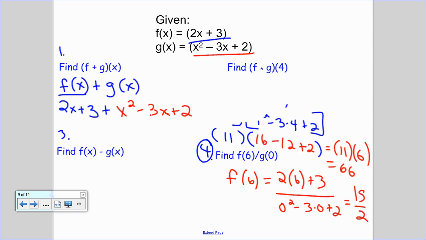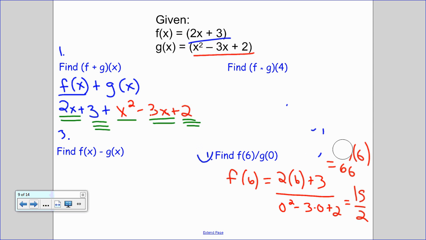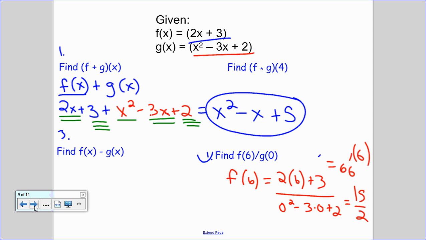What I can do now is look for like terms. The like terms are x squared, 2x, and negative 3x, and then the 3 and the 2 can be put together. So then adding those like terms together, let's see if I do this right. x squared, it looks like I have a minus x and then a plus 5. So this would be the rule for the addition of the 2.